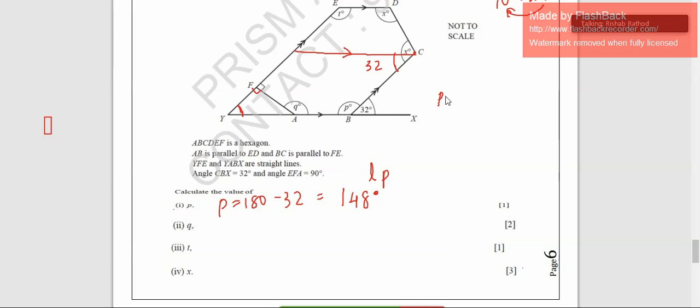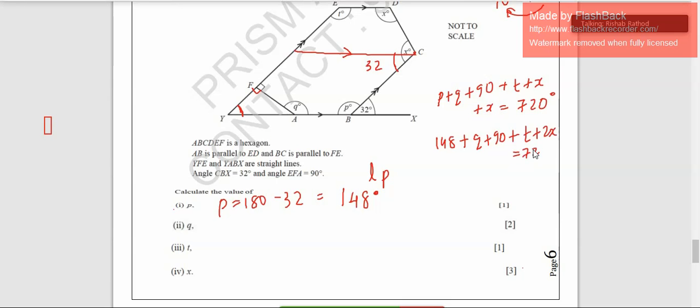So P plus Q plus 90 plus T plus 2X should be equal to 720 degrees. 720 degrees is the sum of the angles of a hexagon, correct? It is 4 into 180 degrees. We got P already as 148. Right? 148 plus Q plus 90 plus T plus 2X is equal to 720.